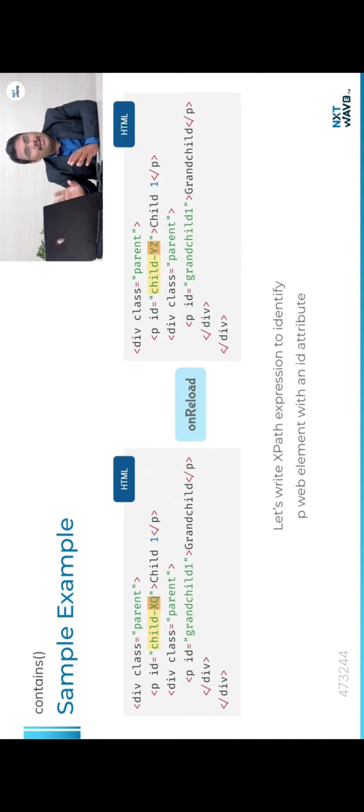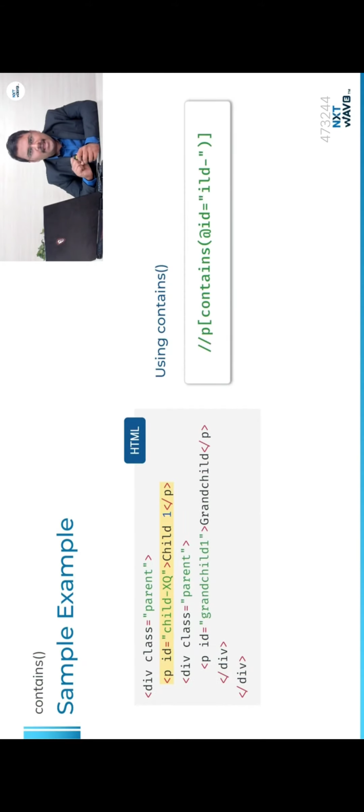So let's see how we can modify the XPath expression to identify the p web element with an ID attribute. Here, as you can see, we can give a small subpart of the expected attribute as a value to the contains function, and it will work even then. The syntax for this would be something like this: //p contains @id equal to, and if you observe, we are looking for the word child, and "ild" is a substring of child. So you can directly compare it accordingly.